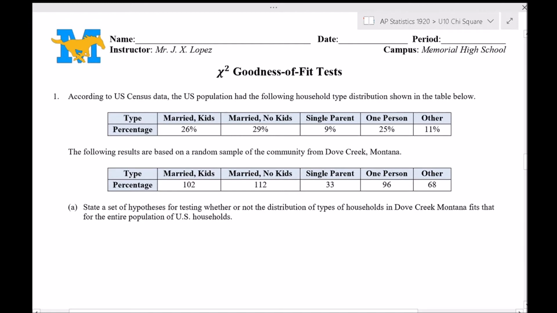First category, married with children. Married with no children. Second category, single parent. 1-person households. And then there's others, other situation. So these are just percentages. If we continue, the following results are based on a random sample of the community from Dove Creek, Montana. So data for a specific city, just one particular city. And here we have the breakdown by household type. Same types. Married with kids, there's 102. Married no kids, 112 households. Single parent, 33. 1-person, 96. And then other, 68.